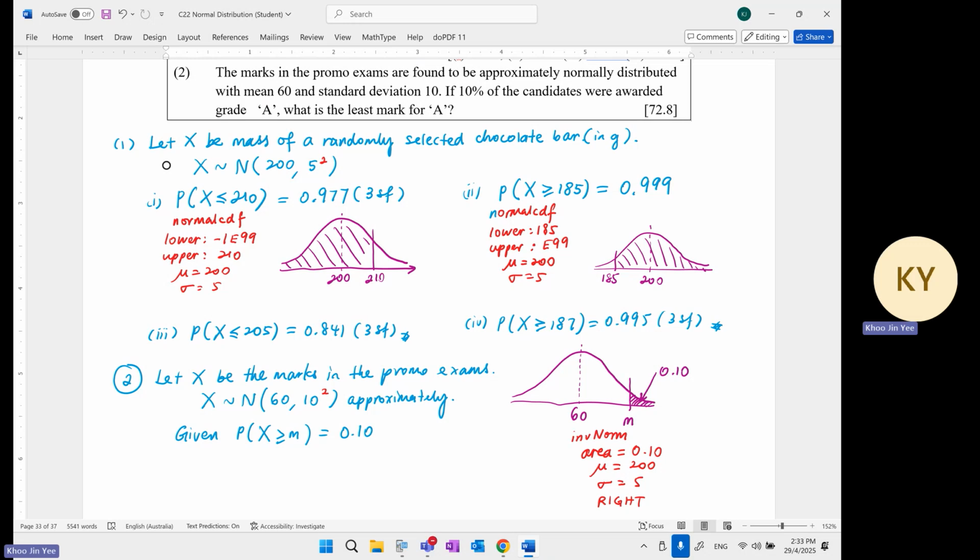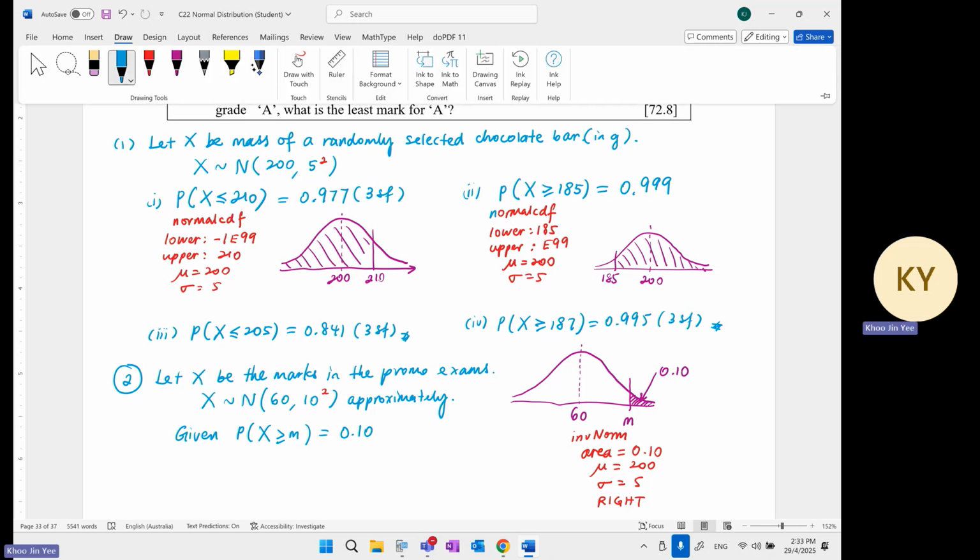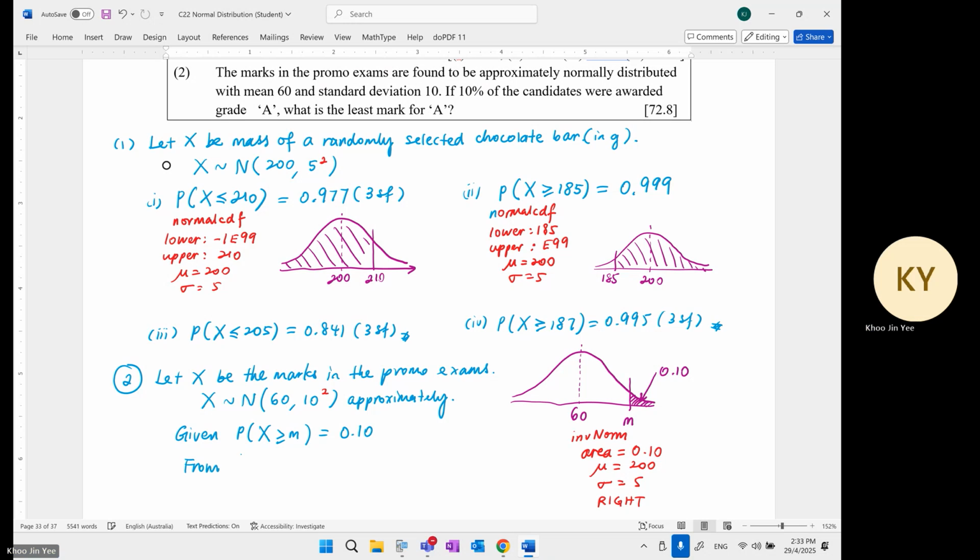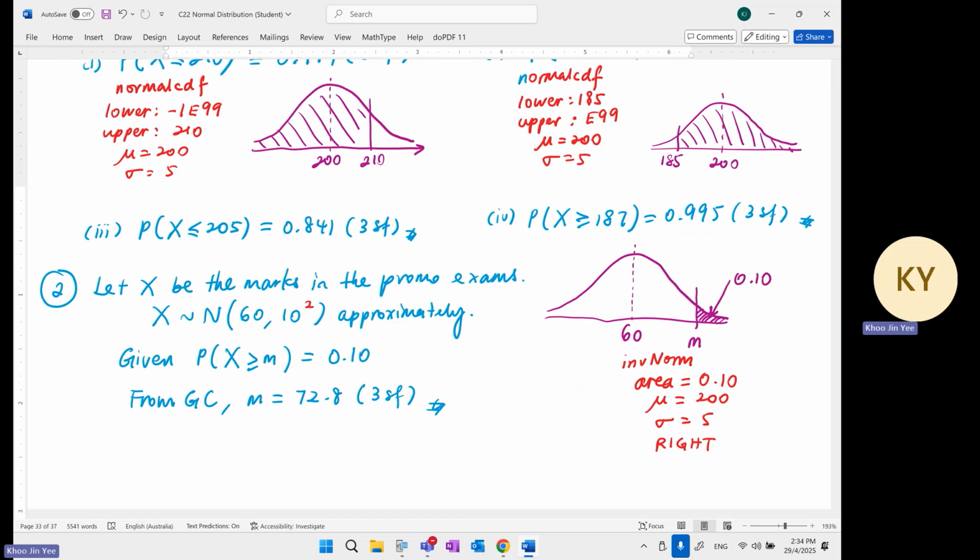Because of this, from GC, your M is going to be just equals to 72.8, just like that. So you don't need to write so much. You just need to write these two lines here, these two to declare your variable, and one line given, and then the next line is just from GC already. It's very, very fast. Once again, for normal distribution, the working is extremely fast. You can get your answers pretty fast already.